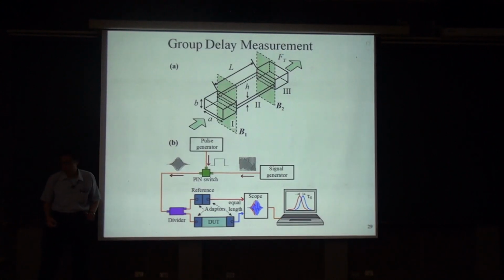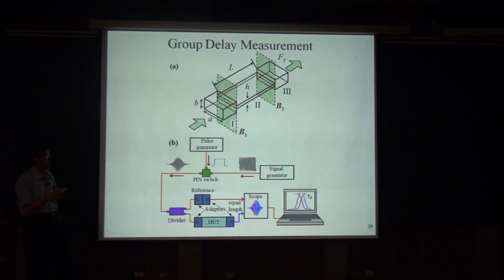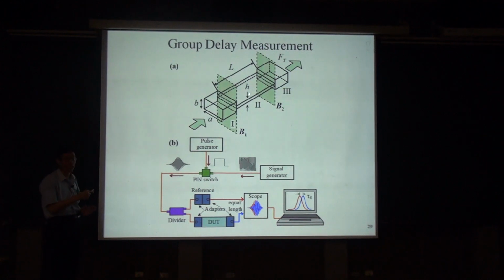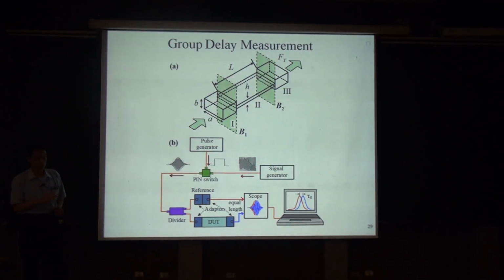Okay, how to do the experiment? This is the schematic of our experimental setup. Incident wave here, and transmitted here. This region, cut off, they are all the same, which means wave can propagate inside. Inside the region of interest, wave can propagate.